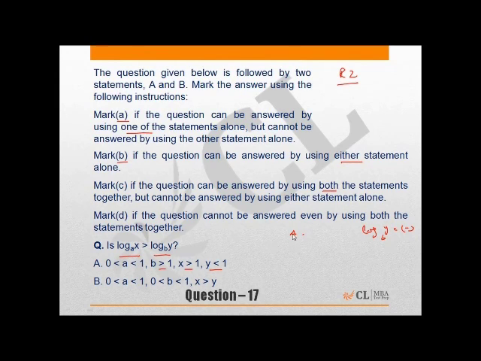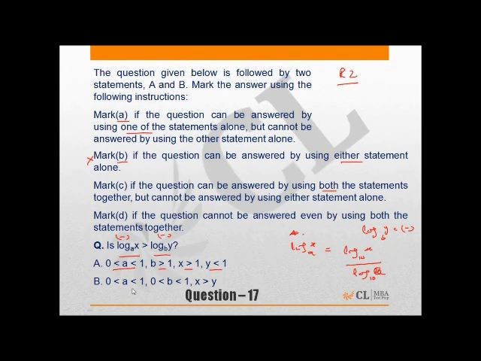I can always write log of x base A as log of x base 10 upon log of A base 10. Now log of A base 10, since A lies between 0 and 1, will be negative. So both of them are negative. This is negative, this is negative. We don't know the relative values of x, y, a, b, so we cannot say anything. The statement A is insufficient to answer the question. Okay, that means B cannot be the answer.